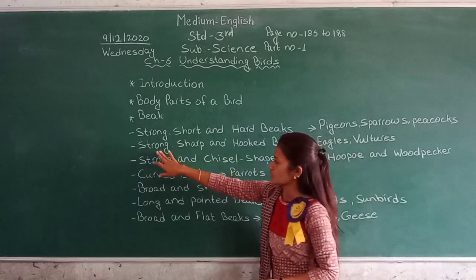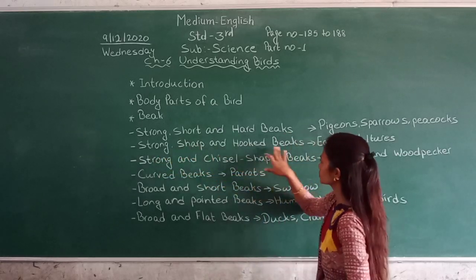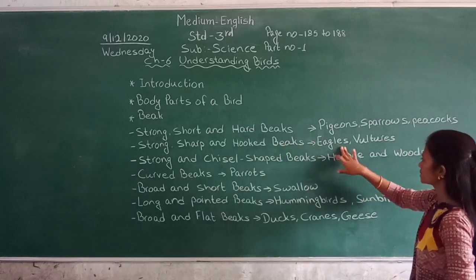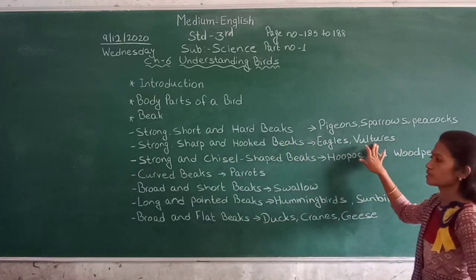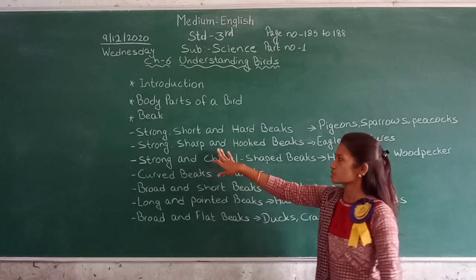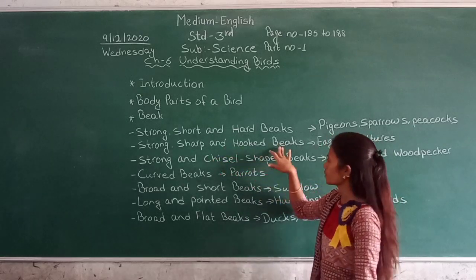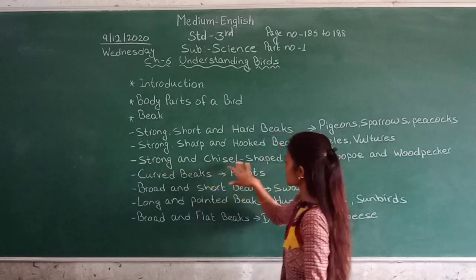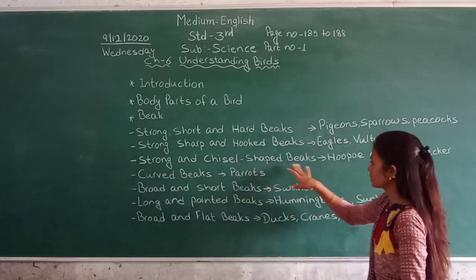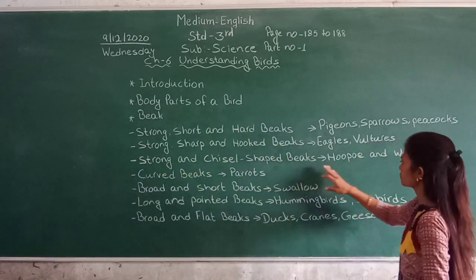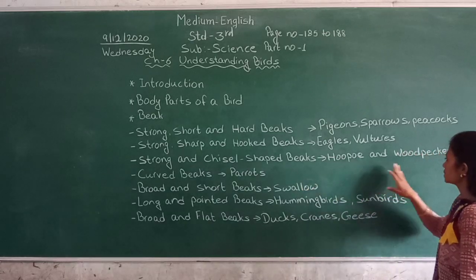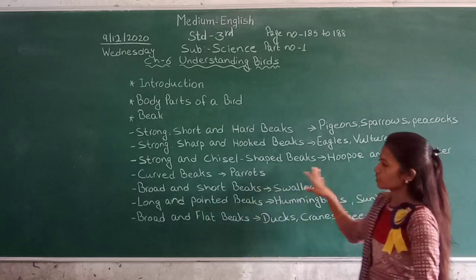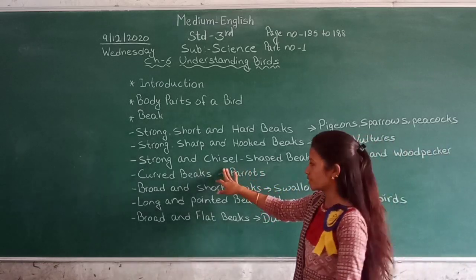Next one, strong, sharp and hooked beaks. Which birds have these? Eagles and vultures. Eagles and vultures have strong, sharp and hooked beaks. Next one, strong and seashell shaped beaks. Which birds have these? Hoopoe and woodpecker have strong and seashell shaped beaks.